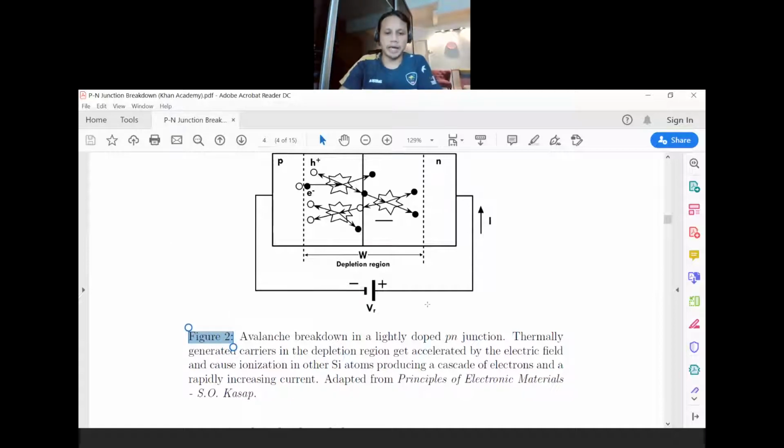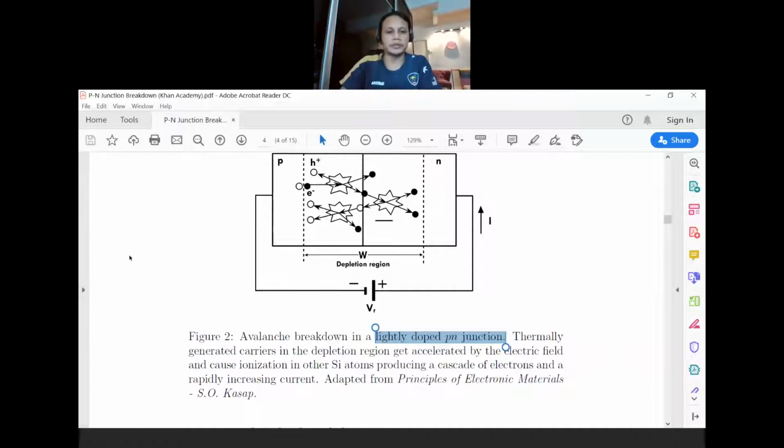Avalanche breakdown takes place in a lightly doped PN junction. Lightly doped means in this case it's as light as possible, up to somewhere 10^17, right? The thermally generated carriers in the depletion region get accelerated by the electric field, cause ionization in other silicon atoms, producing a cascade of electrons and rapidly increasing current.